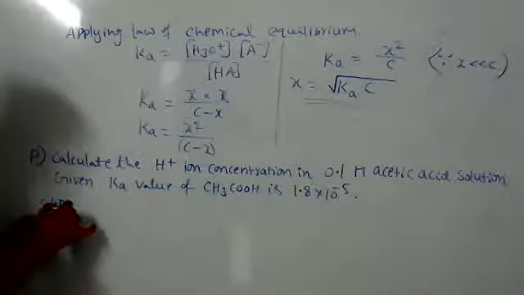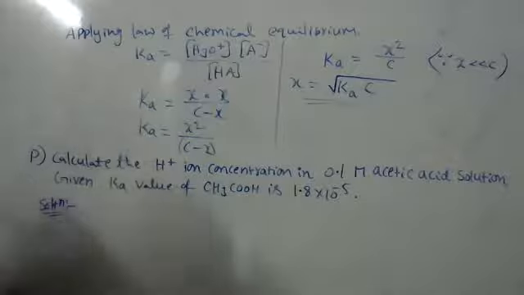1.34 × 10 to the power minus 3. Correct. 1.34 × 10 to the power minus 3 mole. Correct.